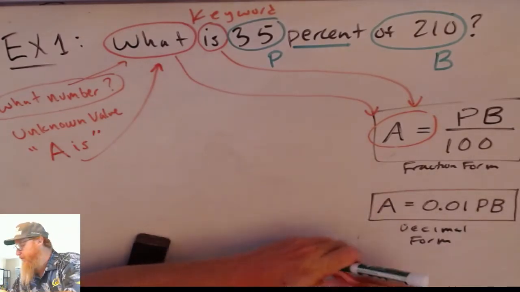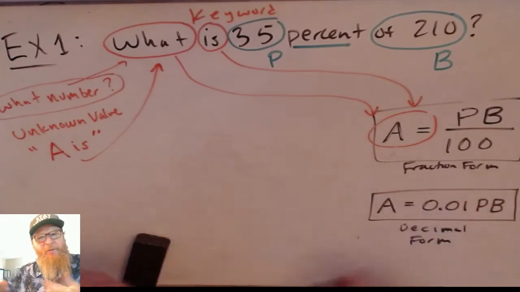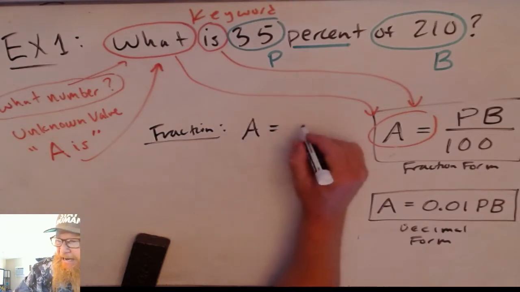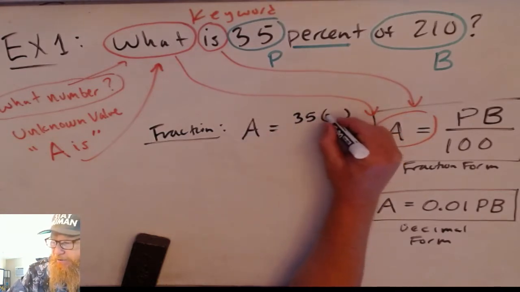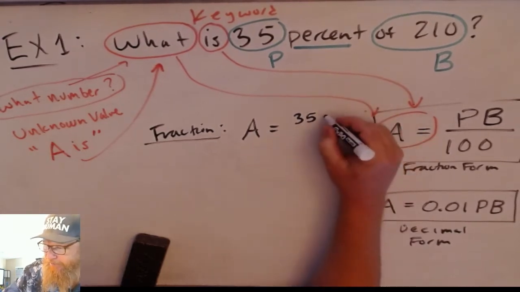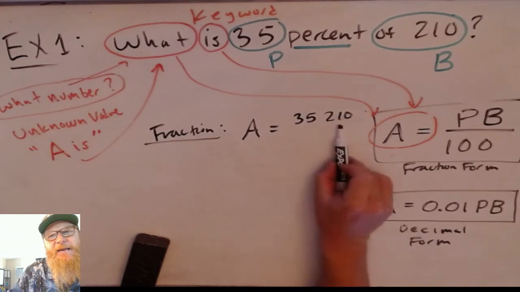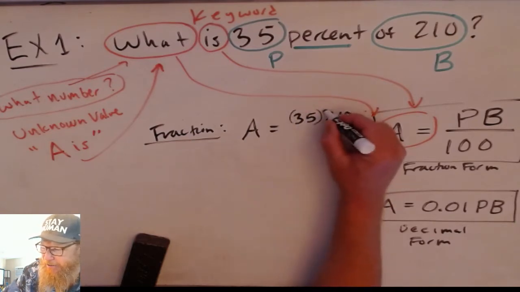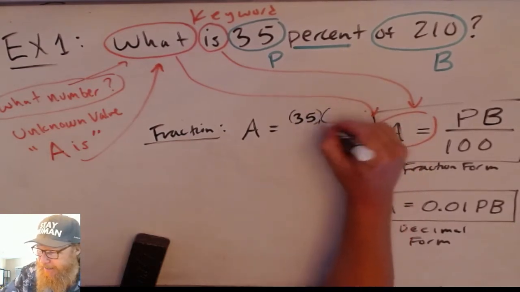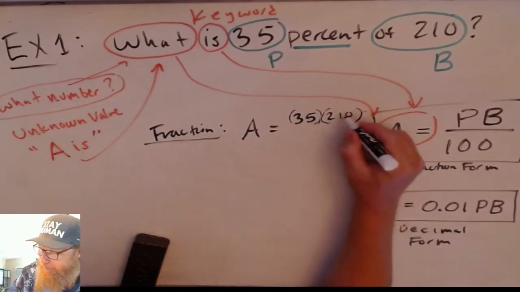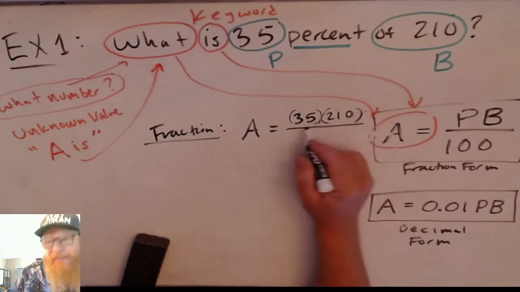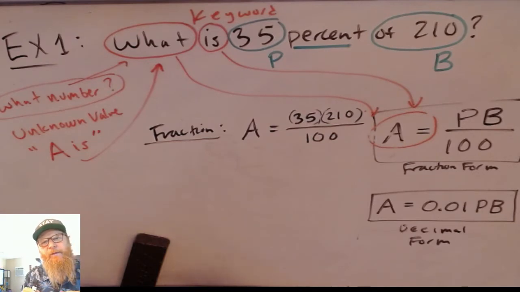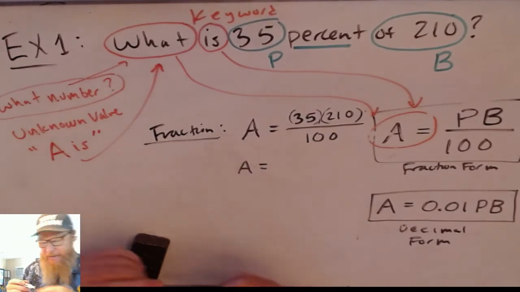And you can choose either form that you like. Maybe for this one example, I'll do it both ways. So I'll do the fraction form. A is 35 times 210. Now see how you have to use a symbol? This is PB, but you don't want to write 210 because then it looks like 35,210. You can use parentheses. You can use an X. I don't really recommend an X. I probably won't do that. Or you can just put a dot. I'm using parentheses over 100. Okay.